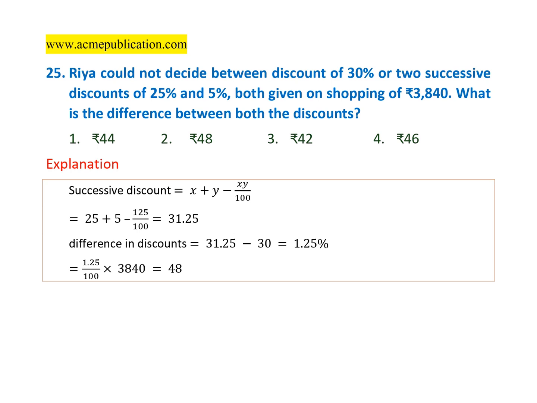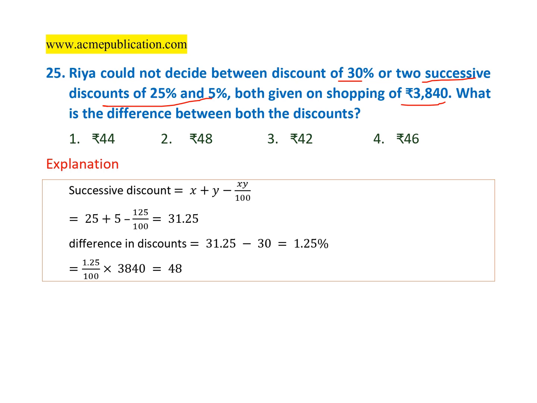Question 25. Riya could not decide between two discounts of 30% or two successive discounts of 25% and 5%, both given on the shopping of 3840. What is the difference between both discounts?